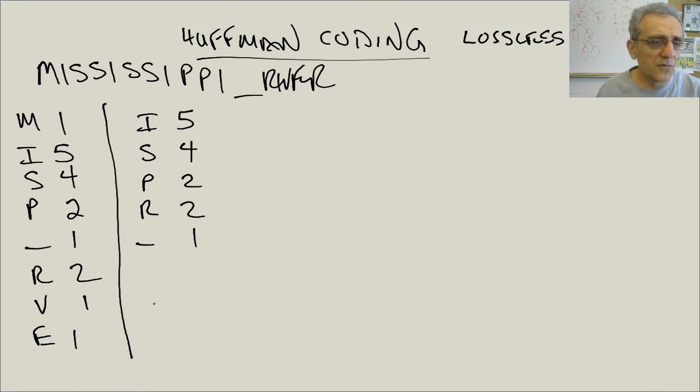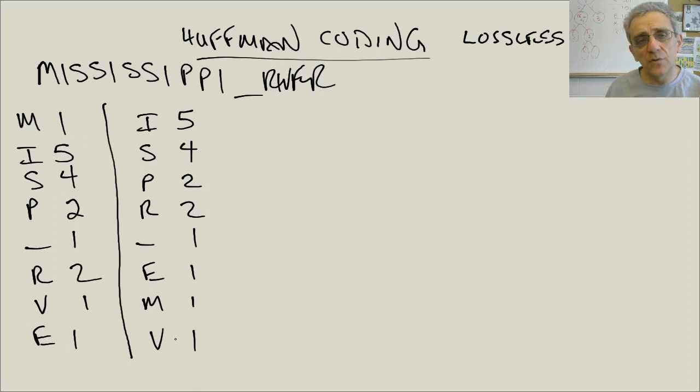And let's go full screen here. So we've got E, 1, and then M, 1, and then V, 1, right? Alphabetically, E, M, V are in order. And these are all the characters in the string Mississippi River.